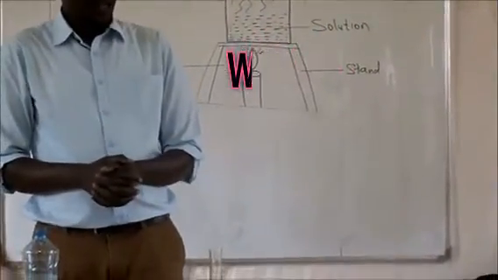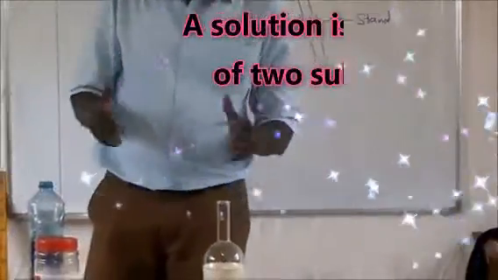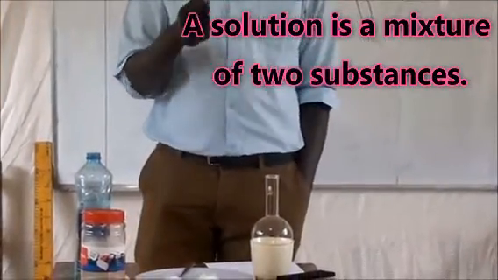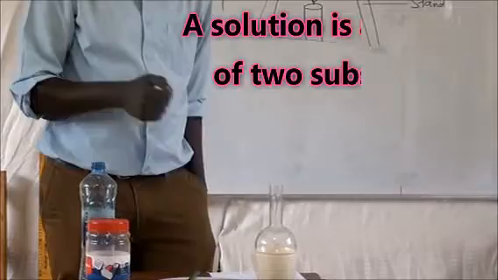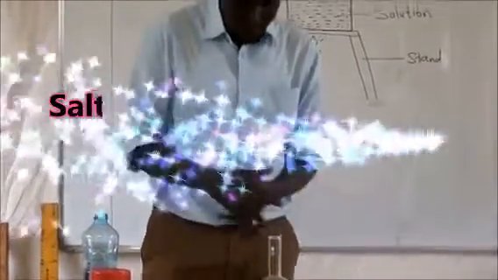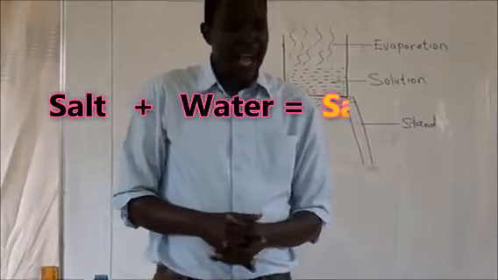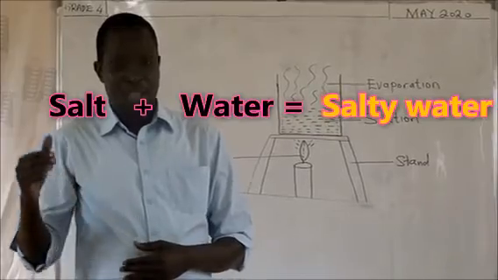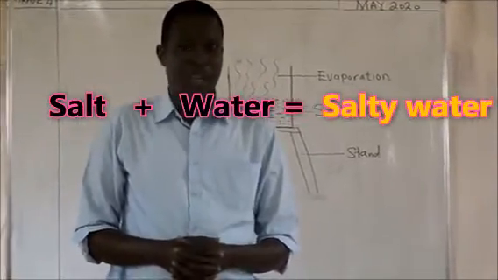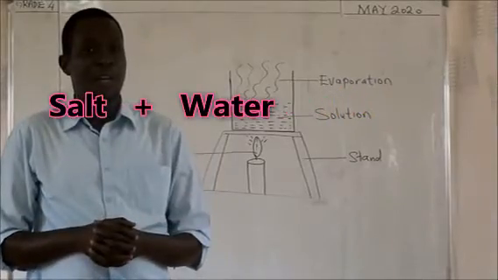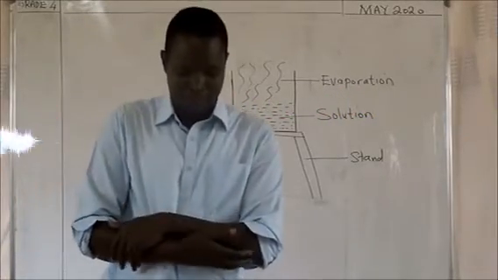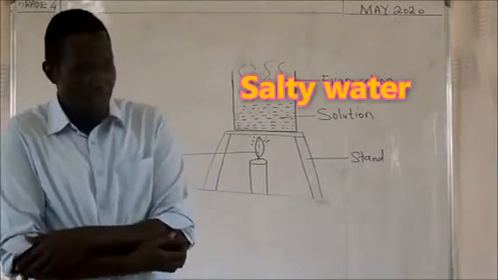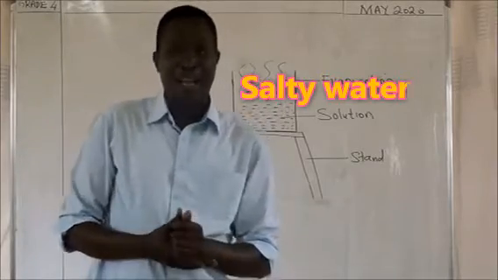Now, a solution is a mixture of two substances. That is an example, right? I can have water, and then on the other side I have salt. If I mix the two, I get salty water. So salty water is a solution. It is a solution of water and salt.